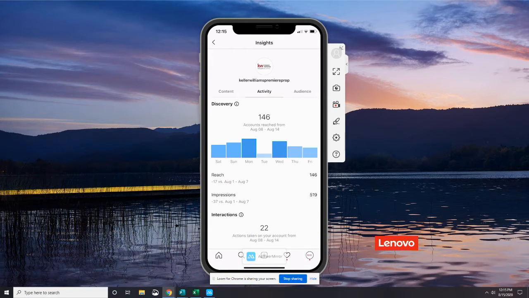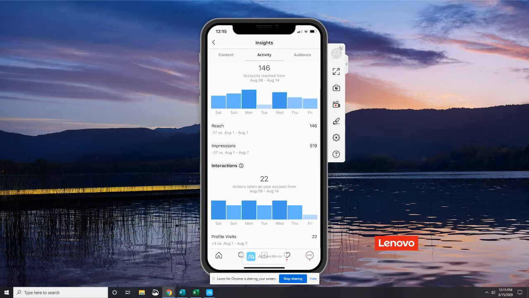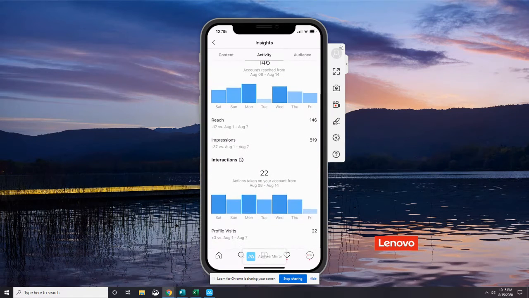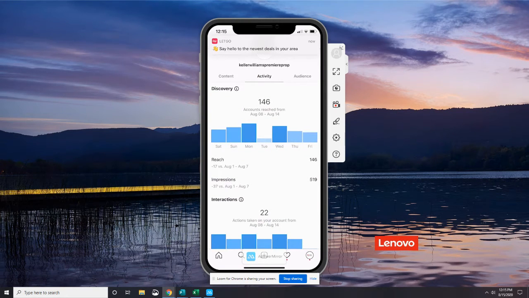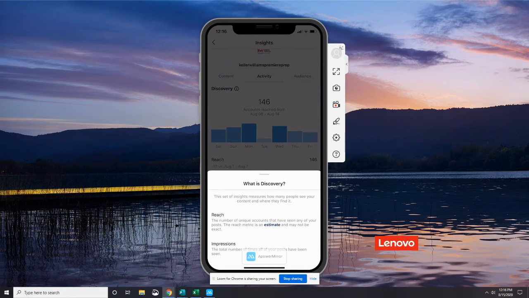So this is going to give us some different insights, and I want to remind you that if you ever can't remember what something is, there's usually some sort of little circle with an I in it. So you can see right here, we have 146 accounts that were reached within this date range here. And if I don't understand what that means, I can just tap on that little I next to discovery, and it pulls up the information for you right here.